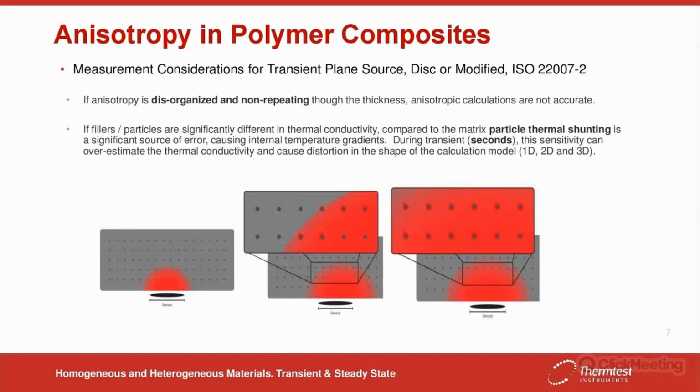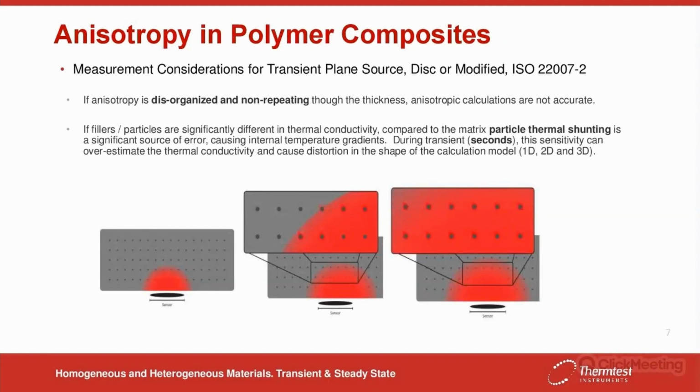So during these transients, which are again in the seconds or tens of seconds, this sensitivity to this shunting can overestimate the thermal conductivity and cause distortion. There is no calibration or correction for this phenomenon, at least not yet. Your sensor knows nothing about your material other than its physical dimensions. And if you're doing anisotropic, the input requirement is volumetric specific heat, but it does not know anything further about your material.